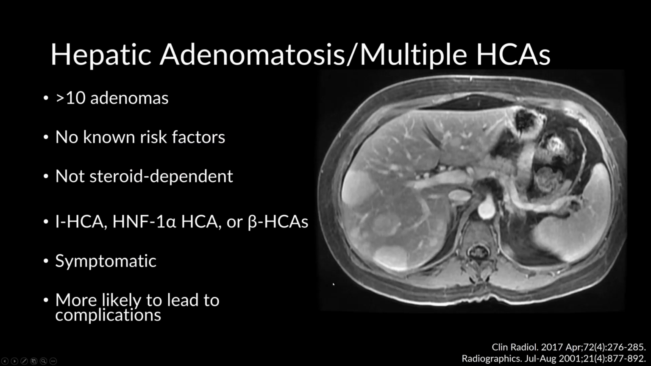And one word before we go on into the different subtypes about hepatic adenomatosis. The favored terminology is now multiple hepatic adenomas rather than hepatic adenomatosis. This is when we see patients with 10 or more adenomas. These patients don't tend to have known risk factors and they don't tend to be steroid dependent. A variable number of subtypes can be found within these patients, including inflammatory, HNF-1 alpha and beta-catenin adenomas. The patients can be symptomatic because the lesions can progress, resulting in poor liver function, hemorrhage, and malignant change. So they can be more likely to have complications.